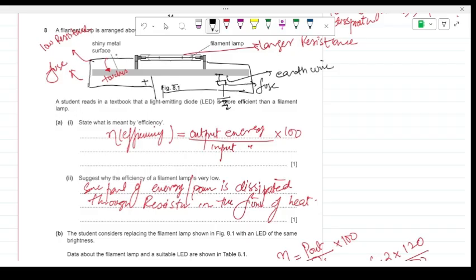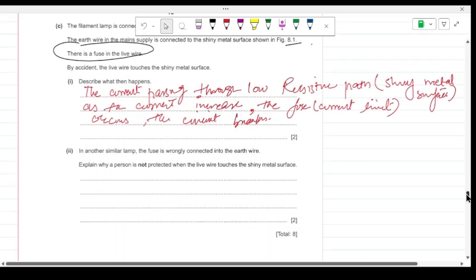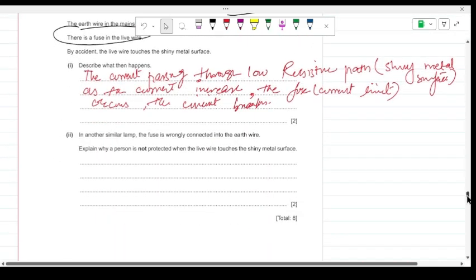Now if the live wire touches the shiny metal surface, because there is no fuse present in the live wire, the current will increase. If the person touches the shiny metal surface, they get shocked, because a large current passes through the body.